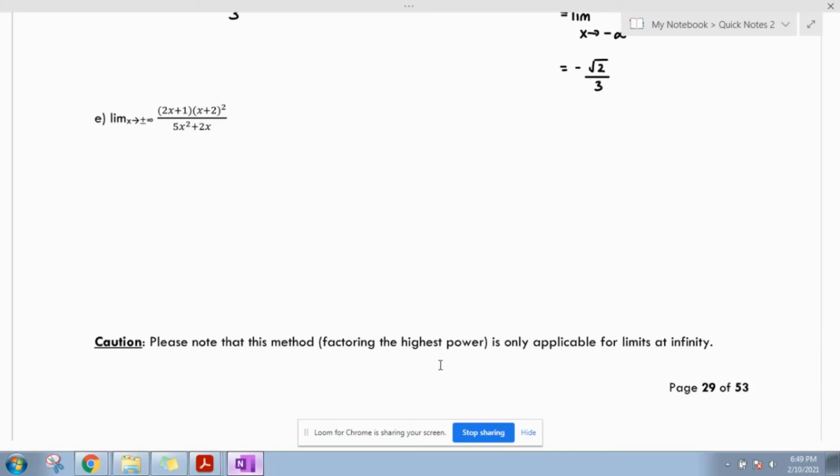Now, sometimes mathematicians get a little bit lazy, and rather than writing two separate limits, we combine them together. That's why you see x approaching positive and negative infinity all in one shot. In that case, you are going to have to solve two different limits for me. So just keep that in mind.